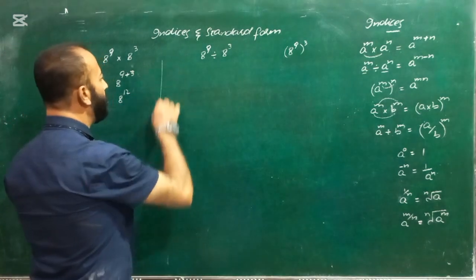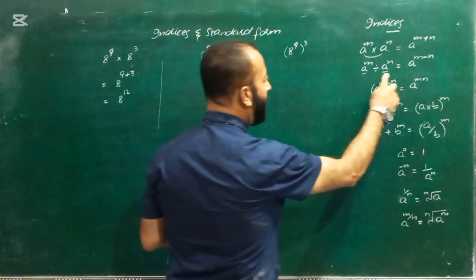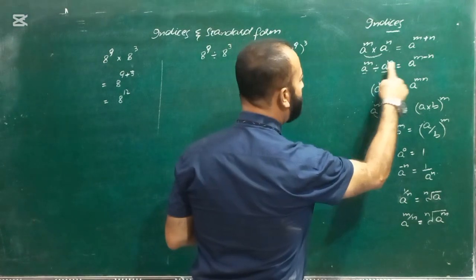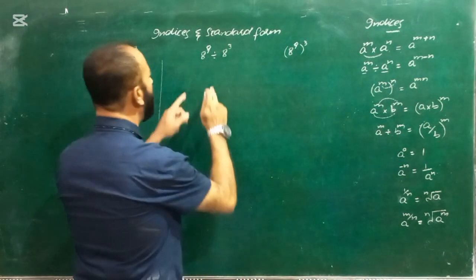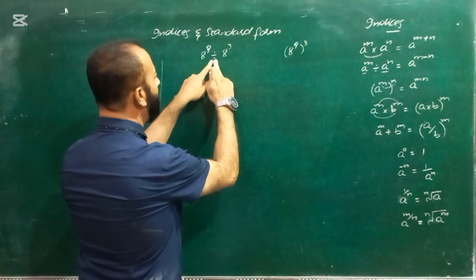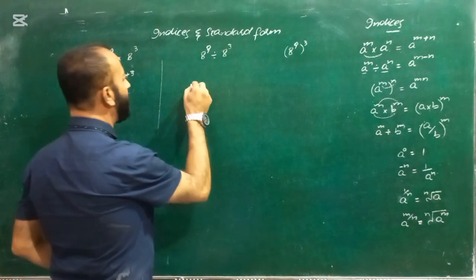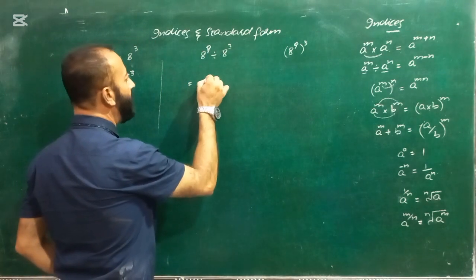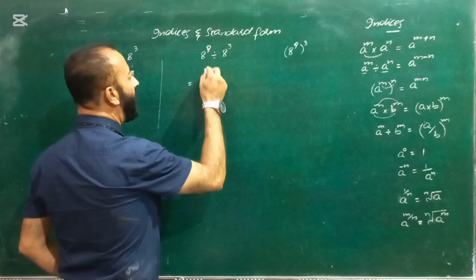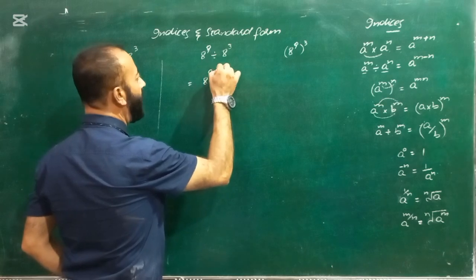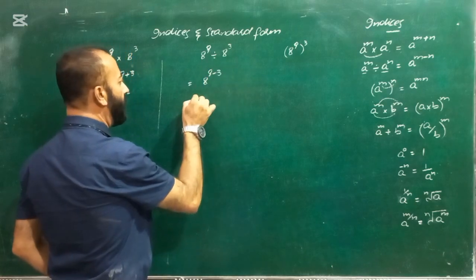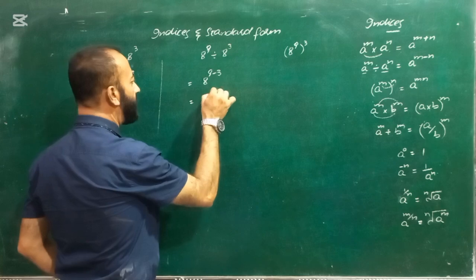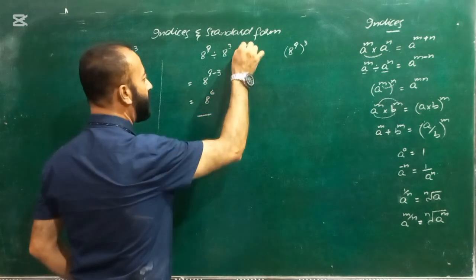The next rule is, if bases are the same and dividing with each other, the powers will be subtracted. So look now, the bases are the same and dividing with each other, so the powers will be subtracted. The base will be written once and the powers will be subtracted. So 9 minus 3. So 8 raised to the power 6 is the answer.